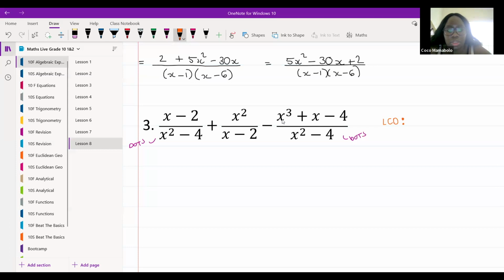Ma'am, would the LCD be x minus 2 and x plus 2? Correct. That's it. Yes, 100%. Well done.